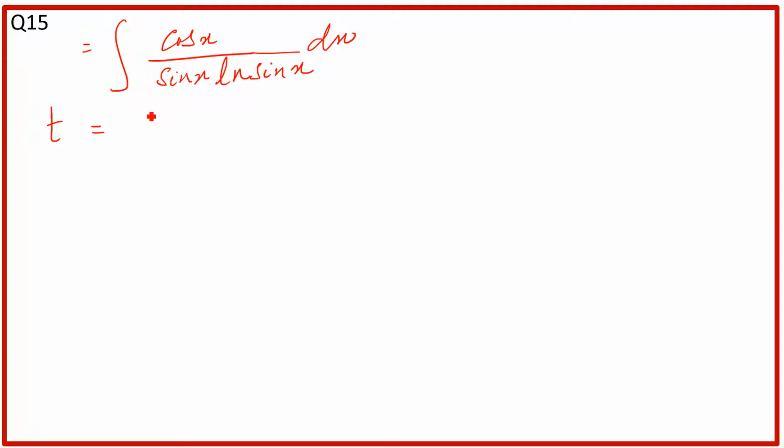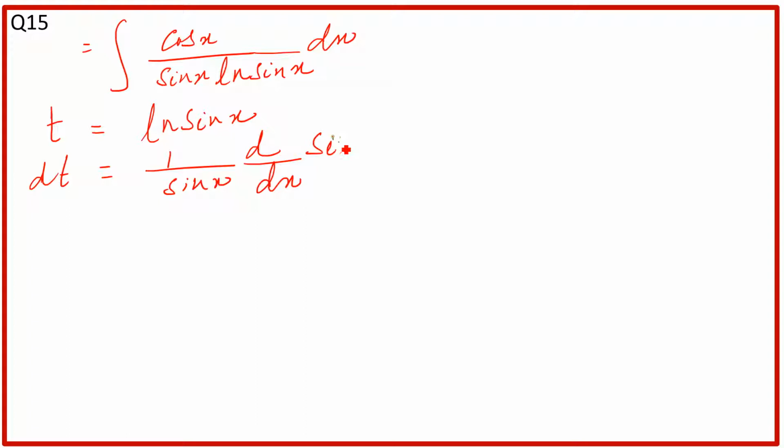So we will substitute t equal to natural log of sin x. Then dt is equal to the derivative of natural log of sin x, d by dx. We will take the derivative of sin x dx as well. So dt is equal to cos x divided by sin x dx.